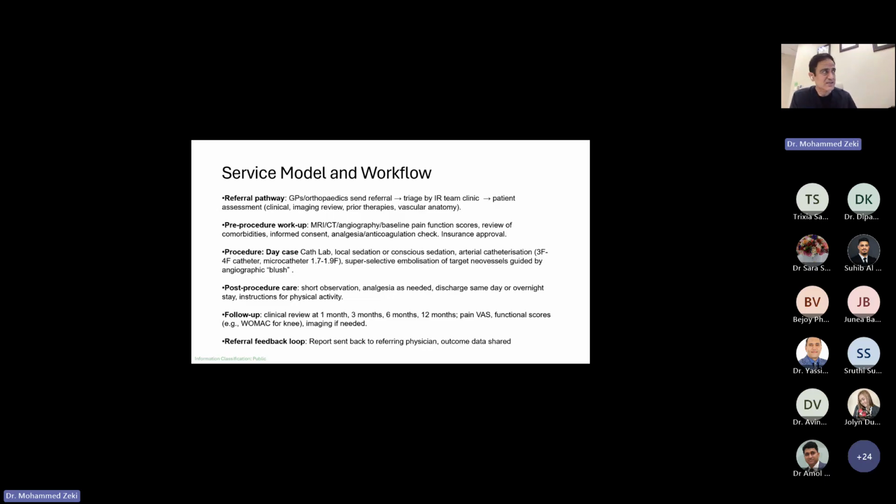The procedure is a day case. It happens in the cath lab under local anesthesia. It's unlikely to need any sedation, to be honest, but sometimes the patient is nervous. We use a very small, tiny tube in the groin, and it will last, depending on the joint, maybe 1 to 1.5 or 2 hours. After the procedure, the patient can feel a little bit worse before getting better, but we cover them with analgesia, and usually we follow them at 1, 3, and 6 months.